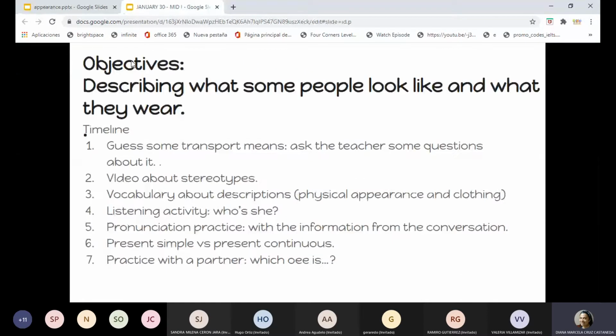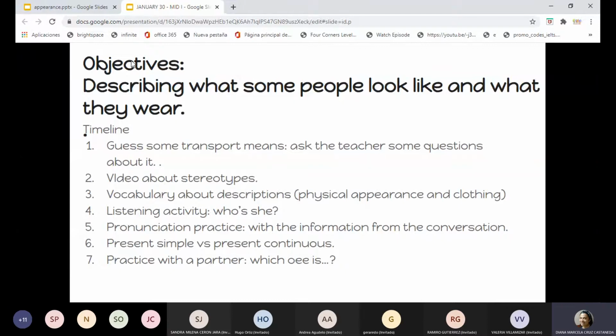All right, guys. So let's start with the class here. Today our objective, guys, is describing what some people look like and what they wear. Okay. So how are we going to do that? First, before we start with our topic, which is descriptions based on stereotypes, we are going to practice with some vocabulary we learned last week about transport. So you are going to ask me some questions about some means of transport that I have on a list, okay? So your mission is to guess what is the means of transport I am talking about.